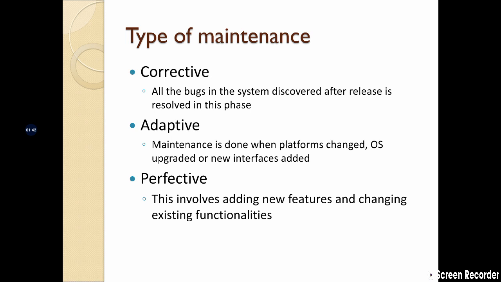The second type of maintenance is adaptive maintenance. This is done when you need to port to a different environment. For example, if you have your systems configured for Windows and you want to move them to a Unix or Mac operating system, or if you want to use a different version of your database or port to a different database. For example, if you have used MySQL as an open source database and now you want to port it to Oracle, you need to change certain code and make some changes. All that is done under adaptive maintenance.